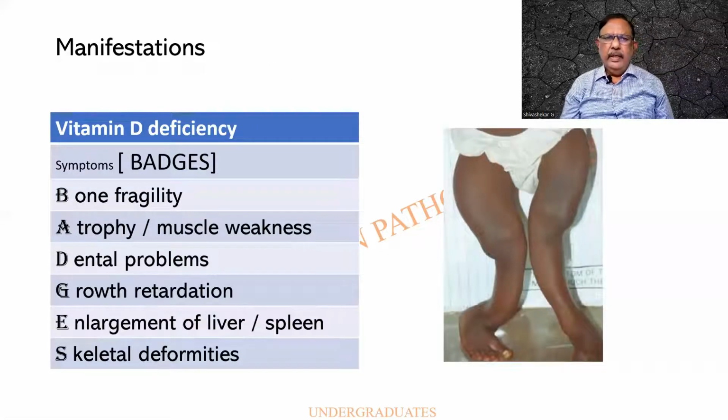Manifestations. And we are in a hurry, we want to memorize, so the mnemonic BADGES. B for bone fragility, A for atrophy or muscular weakness, D for dental problems, G growth retardation, E enlargement of the liver or spleen, and S for skeletal deformities. So you find that this is a crippled patient virtually having a bent lower limb and a knock knee.